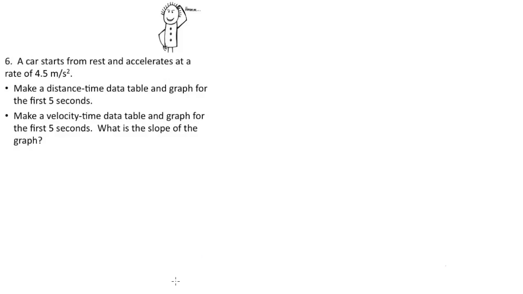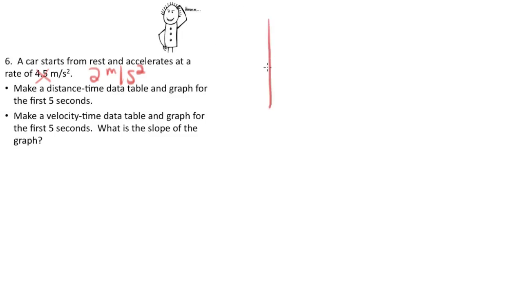All right, here's our final one, and of course, it has to do with graphing, my love of graphing. A car starts from rest and accelerates at a rate of 4.5 meters per second squared. I think for this problem, let's just make it as easy as we can. Let's make that 2 meters per second squared. We're going to make a distance time table and graph for the first 5 seconds, and then a velocity time data table and graph for the first 5 seconds.